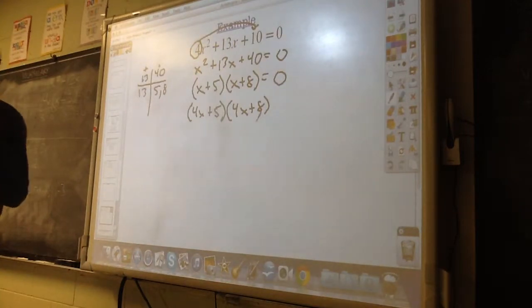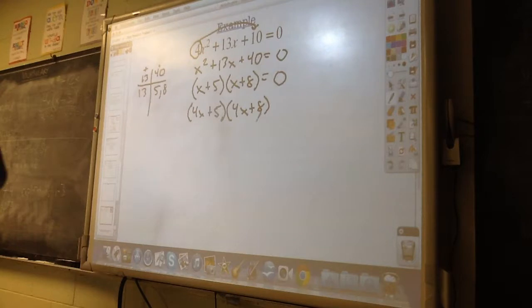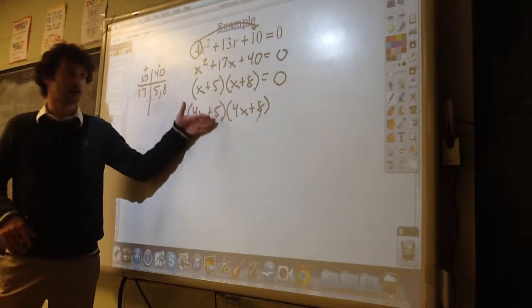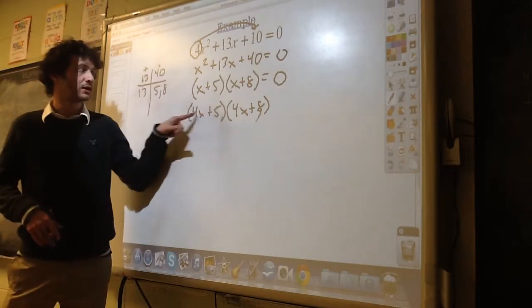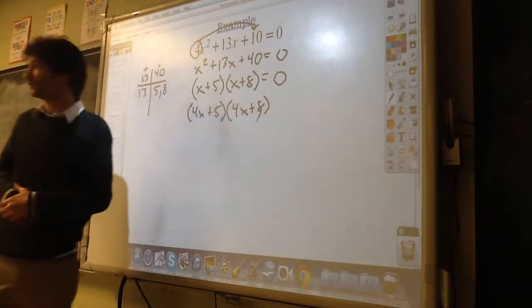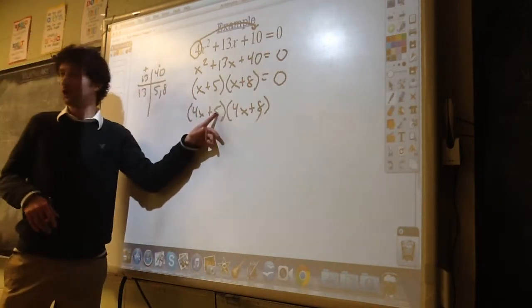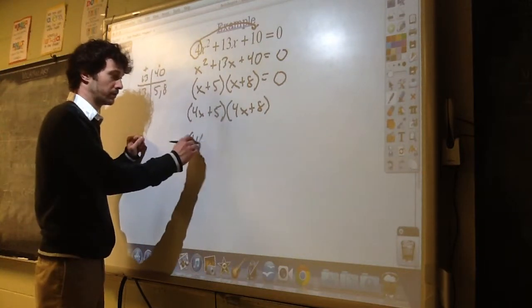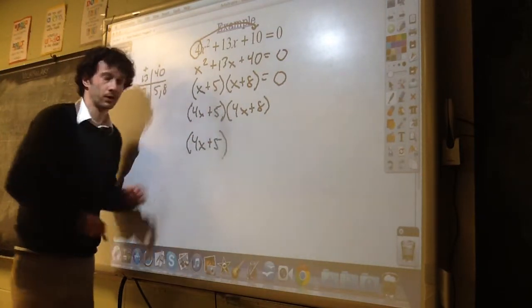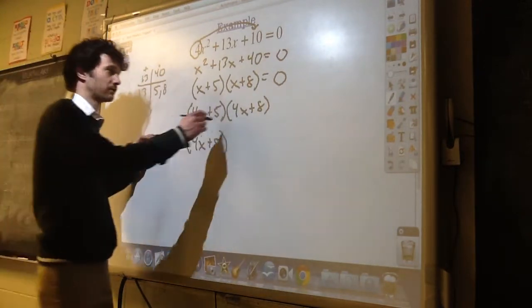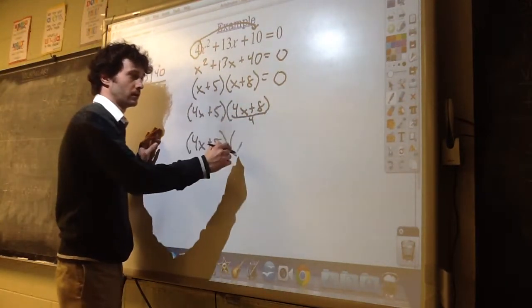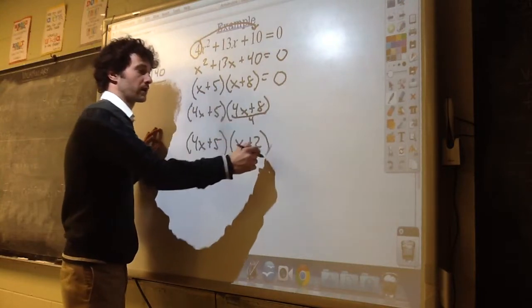Does anybody remember it? Pull out. See if there's anything in common that if I foil, I get my problem back, right? So I'm not going to foil. See if they have anything in common that I can simplify the parentheses by. 8 and 4. 4 and 5 don't, right? So this parentheses is going to be exactly like this in the final part. What about these? What goes into 4 and 8? 4. So I divide both these by 4.